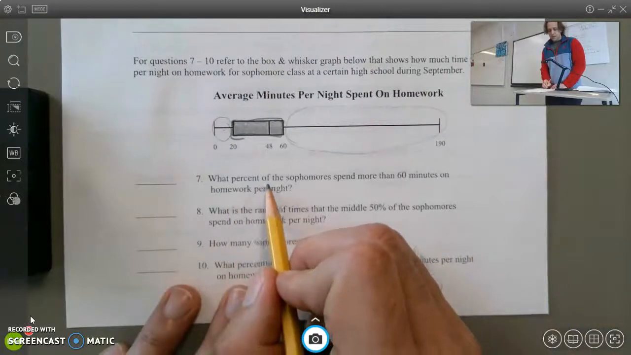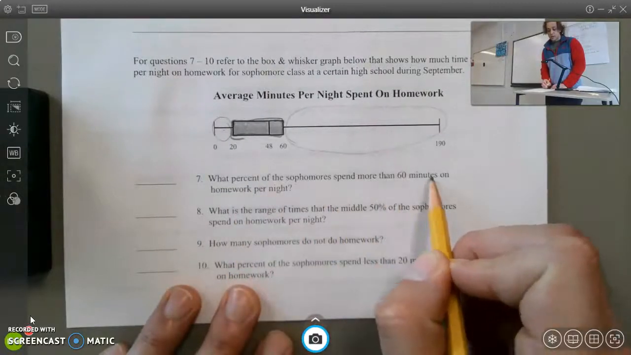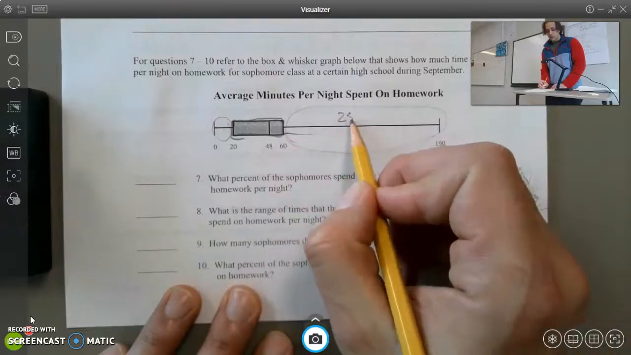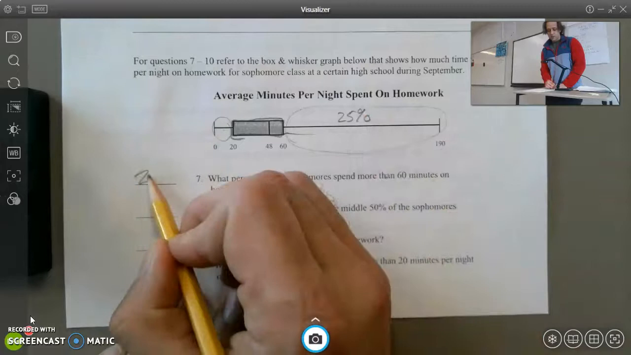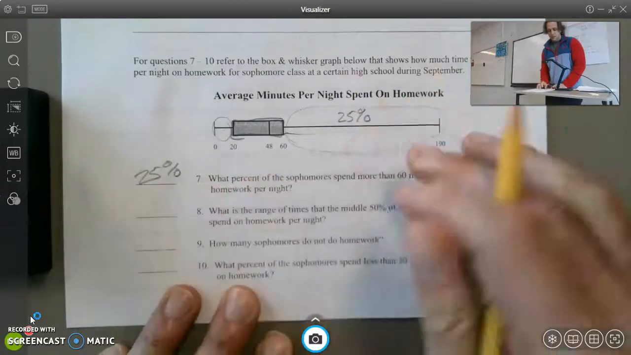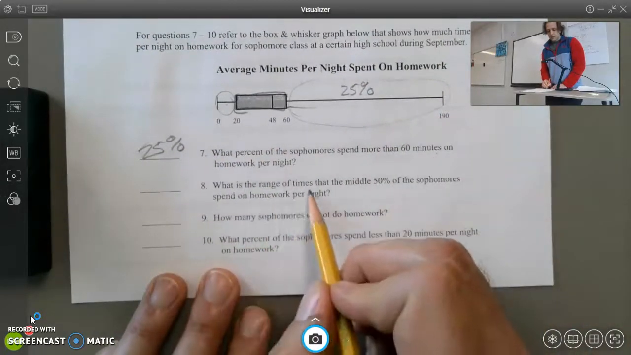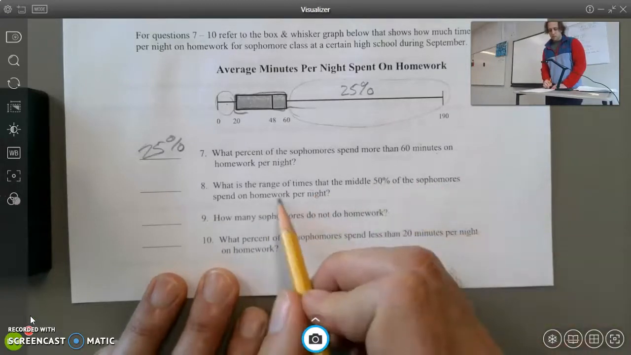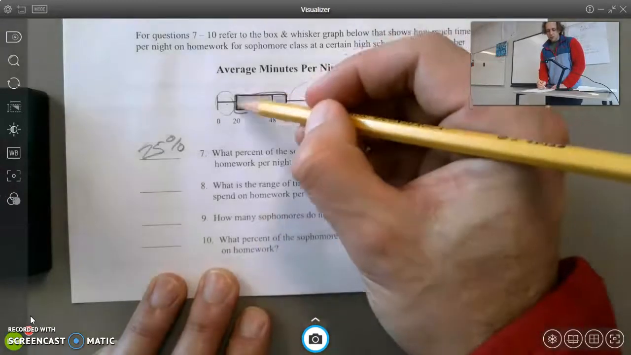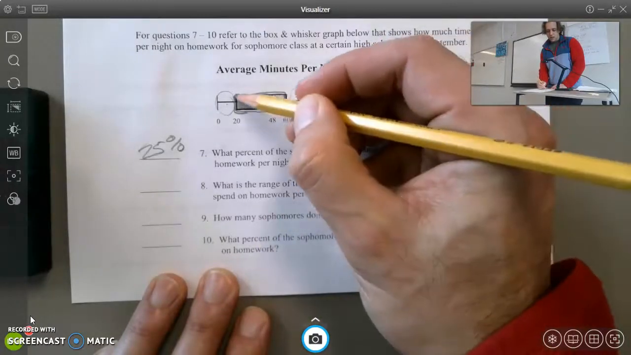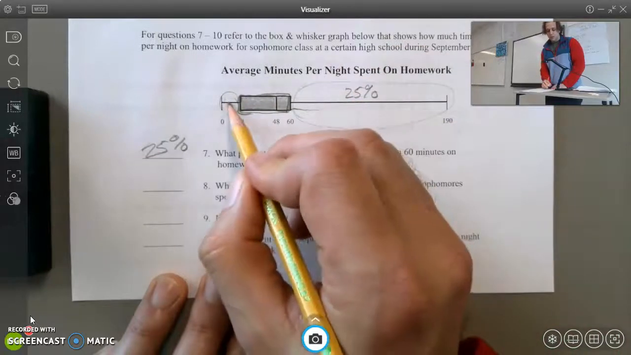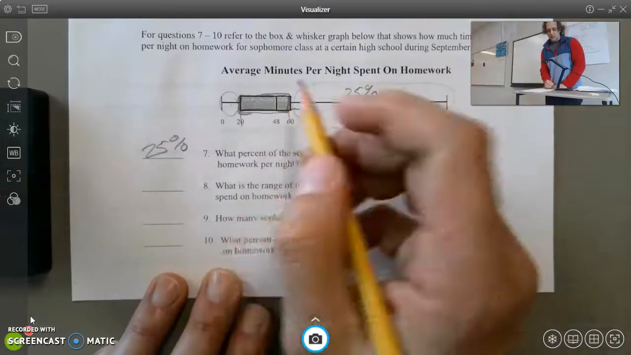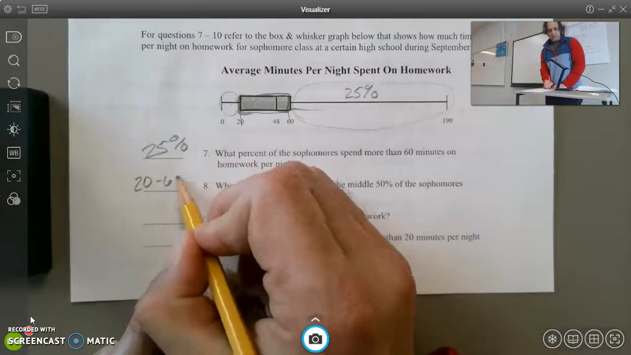All right, what percent of sophomores spend more than 60 minutes? So start at 60, go up. This is one of those quarters. This is one quartile. It's 25%. What is the range of the times that the middle 50% of the sophomores spend on homework per night? So the middle 50% is going to be the box. You've got 25% above it, 25% below it, and then 50% for that box. And the range is 20 to 60 minutes.